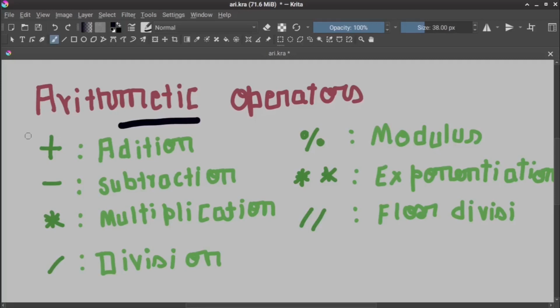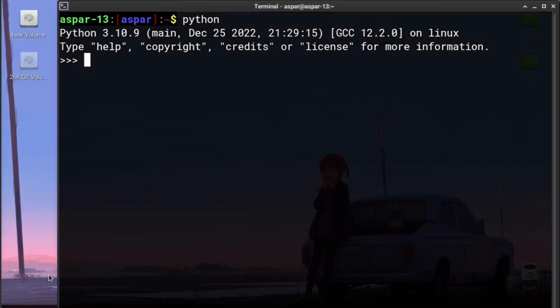Arithmetic operators. These are the basic operators that we can perform with numbers. And I think we are all familiar with these four operations, so I'll just quickly run through them. First, addition. We use the plus sign to add two numbers.